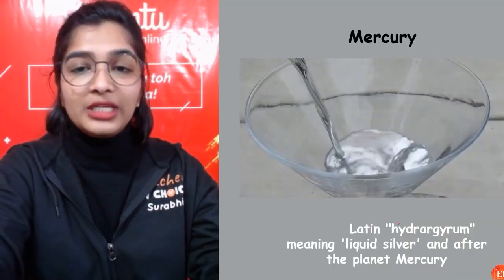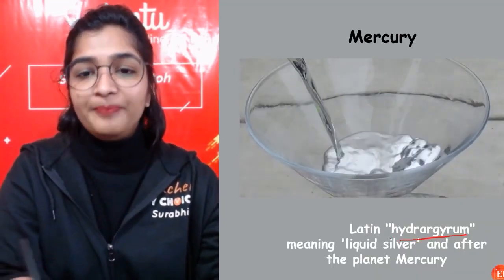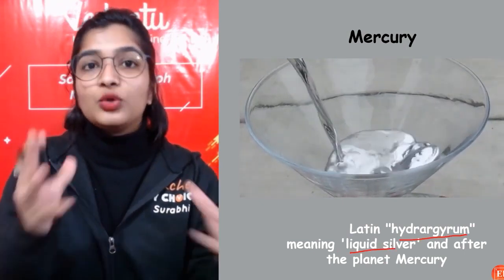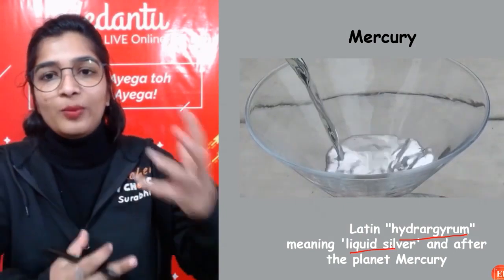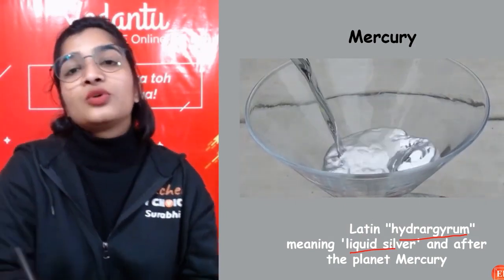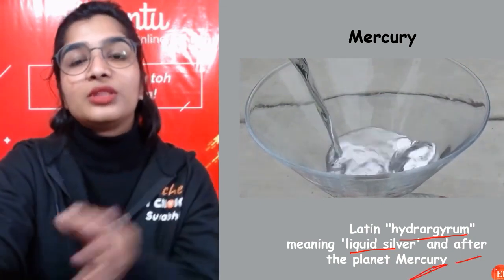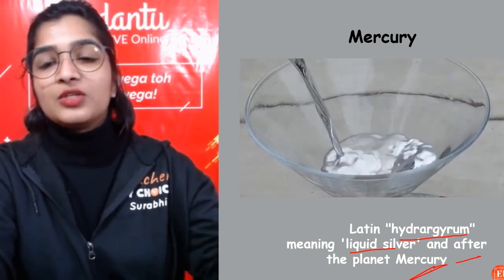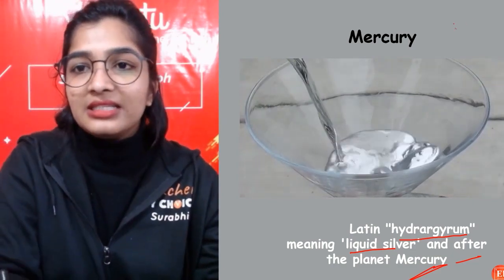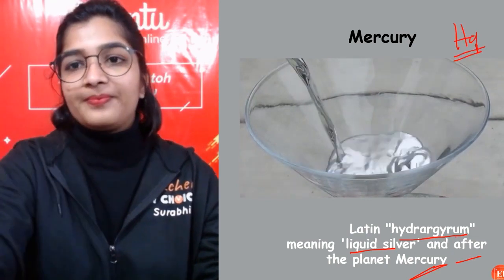Mercury. In Latin it is hydrargyrum, meaning liquid silver. Its appearance looks like liquid silver, right? Its movements and all that. And after the planet Mercury, this element has been called mercury. In Latin, that is the reason its atomic symbol is Hg, from hydrargyrum.